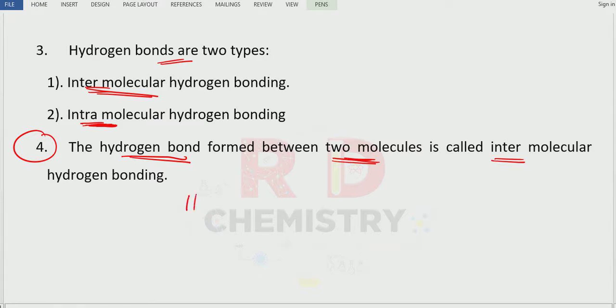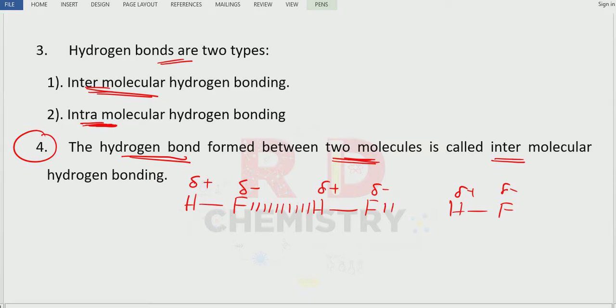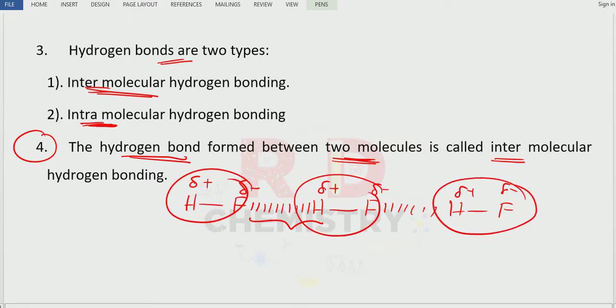For example, hydrogen fluoride. Let me take a neighboring hydrogen fluoride, and the hydrogen fluoride chain goes on, correct? Fluorine is more electronegative, hydrogen is electropositive, so there is an electronegativity difference. What will happen now? Fluorine of one molecule attracts the hydrogen of the neighboring molecule. So there exists a hydrogen bond between the two molecules. This is known as intermolecular hydrogen bonding.